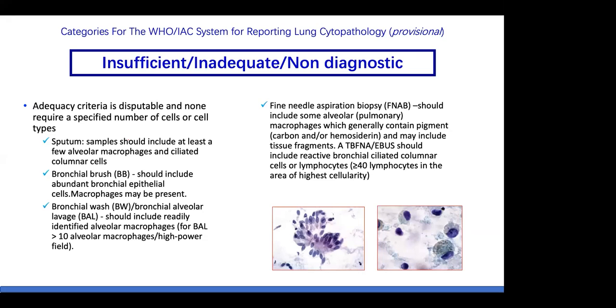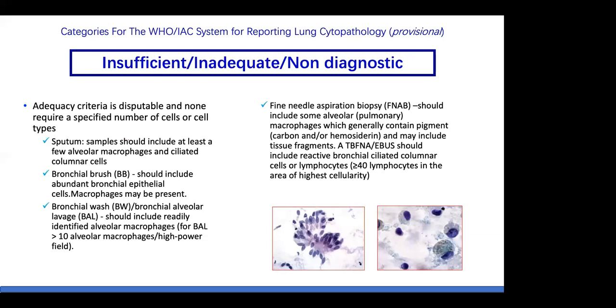There are some. For example, for sputum, we have known for many years that the sputum should include at least some alveolar macrophages. A bronchial brush should include abundant bronchial epithelial cells, and macrophages may be present. A bronchial wash should include identifiable alveolar macrophages, more than 10 alveolar macrophages per high power field. In fine needle aspiration biopsy, there are no definitive criteria.